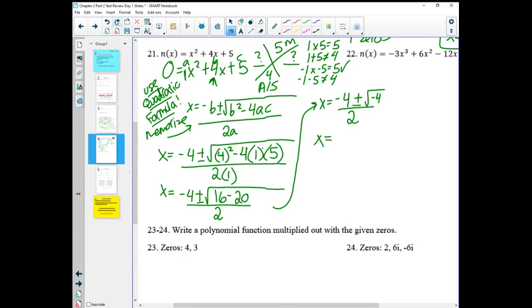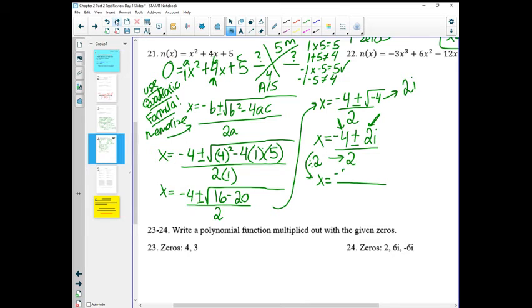Now let's keep simplifying this. Negative 4 plus or minus the square root of negative 4. The square root of 4 is 2. Because it's negative though, it's 2i because of that negative. That's what makes it imaginary. Then divided by 2. The last step here, you'll notice that 4, 2, and 2 are all even, which means you can divide all of those numbers by 2.